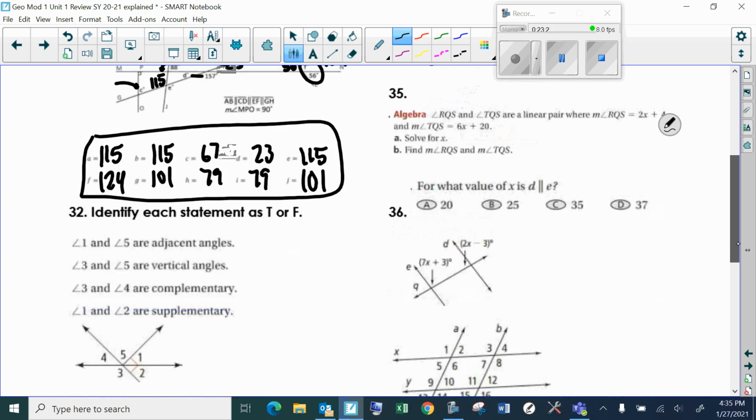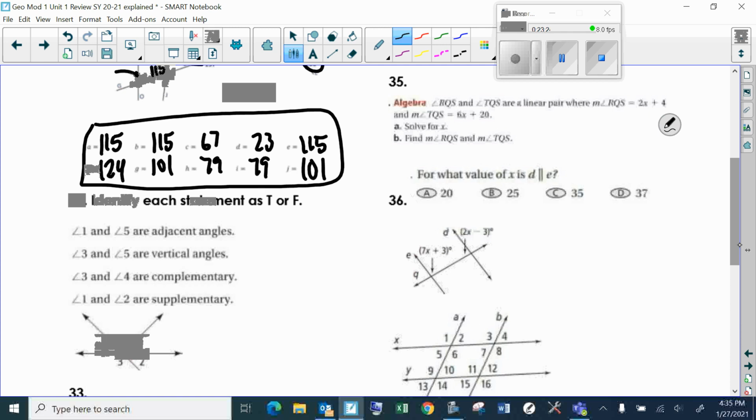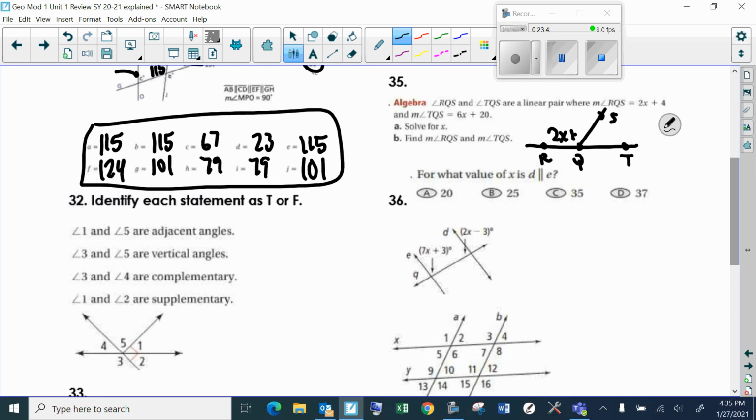All right, 35. Angles RQS and TQS are a linear pair, where RQS is 2x plus 4 and TQS is 6x plus 20. Linear pair means they are supplementary, which means they add to 180. So I have now 8x plus 24 equals 180.